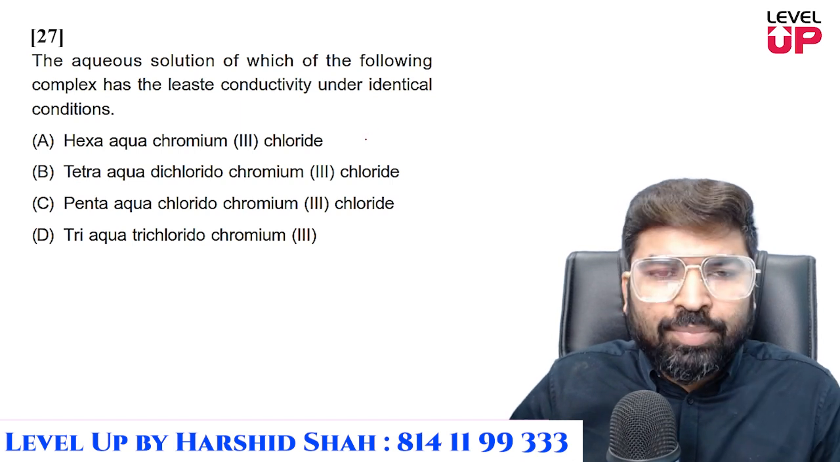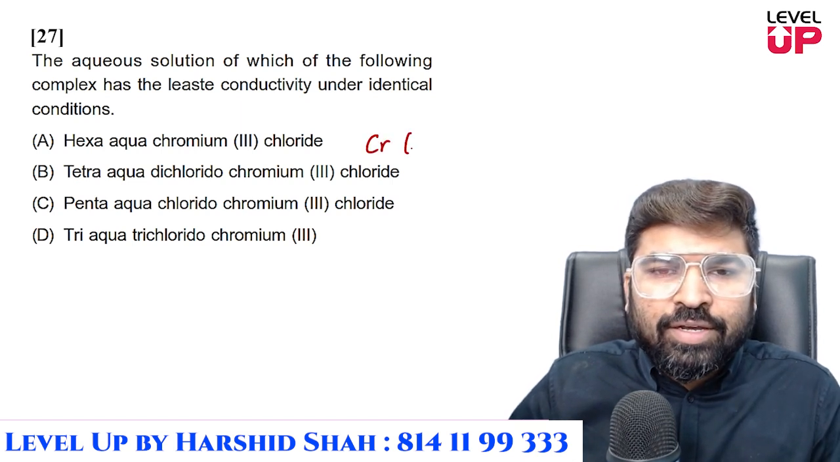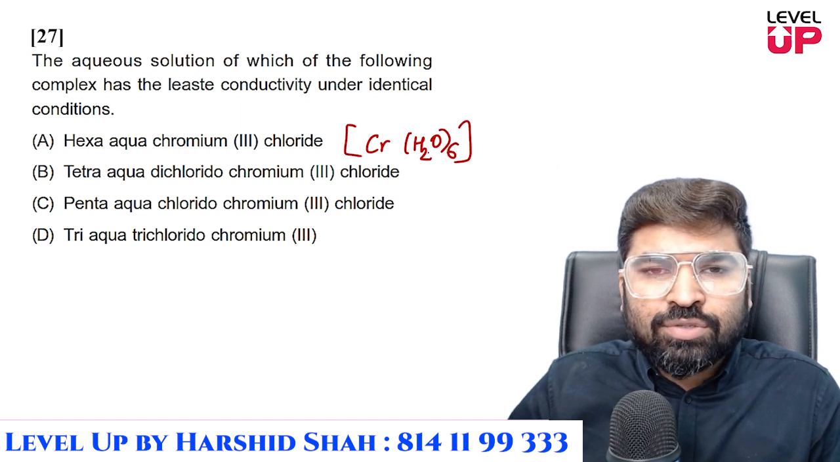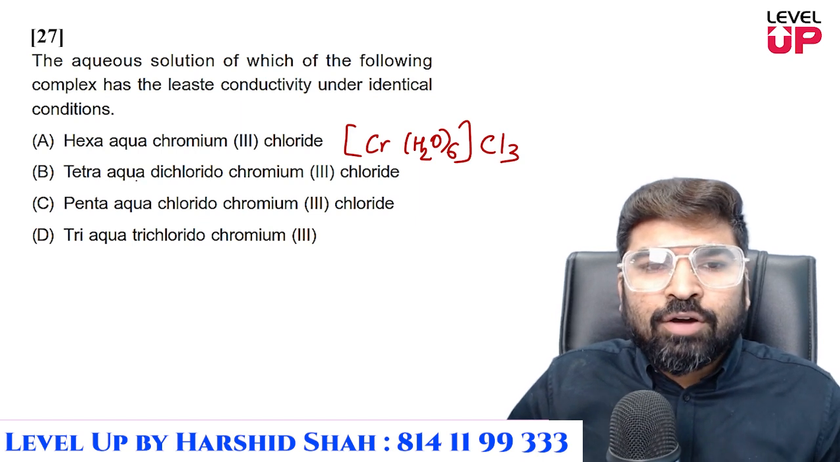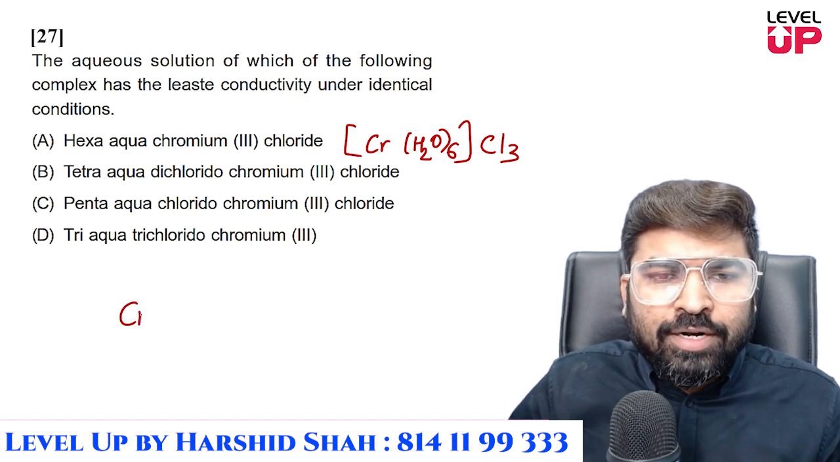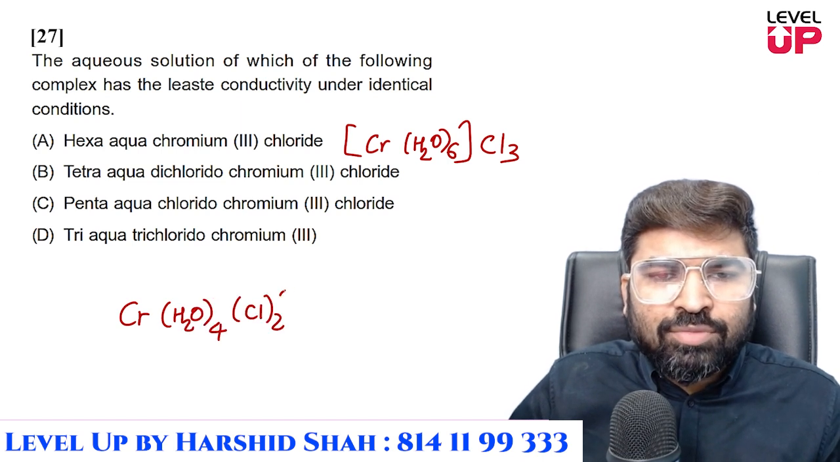Let me draw the compound, right? This is their favorite, they keep asking it. [Cr(H2O)6]Cl3. So how many particles will it have? 4 particles or 4 ions you can say. For tetraaqua, H2O 4 times. So Cl will be 2 times inside the box and 1 would be outside the box.